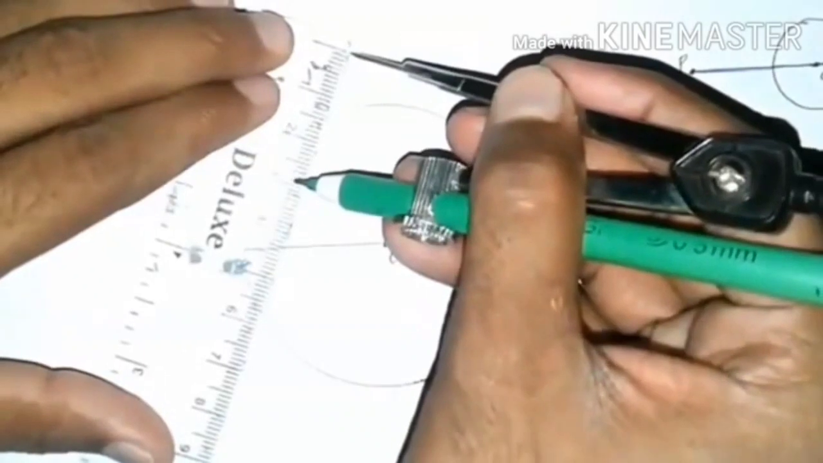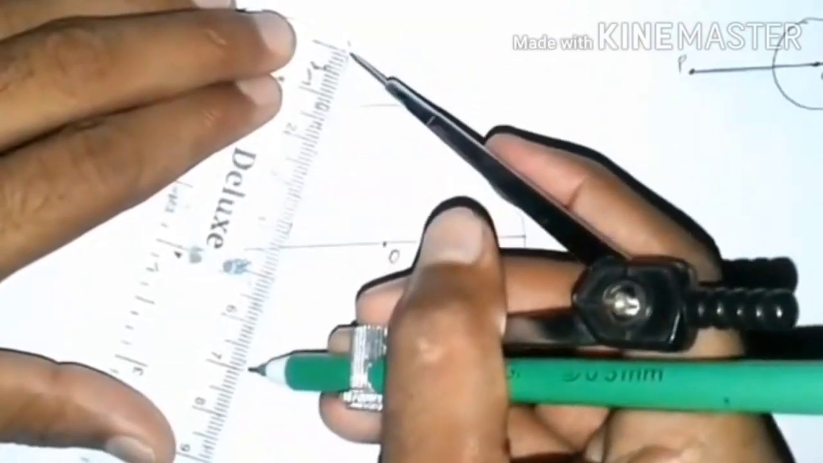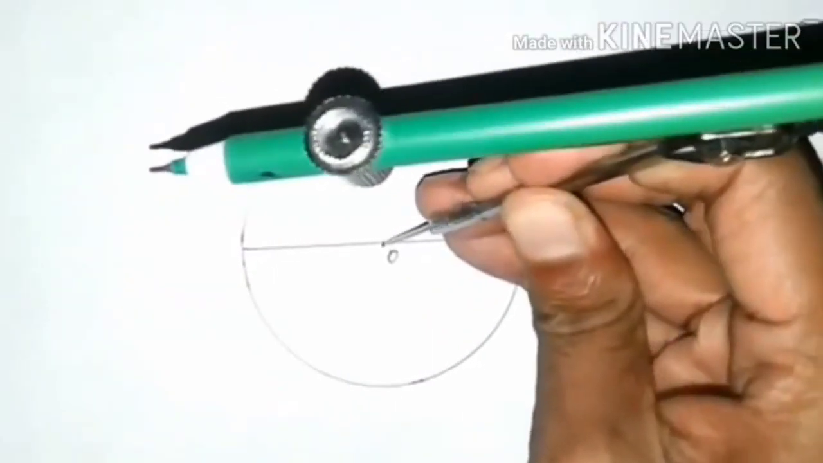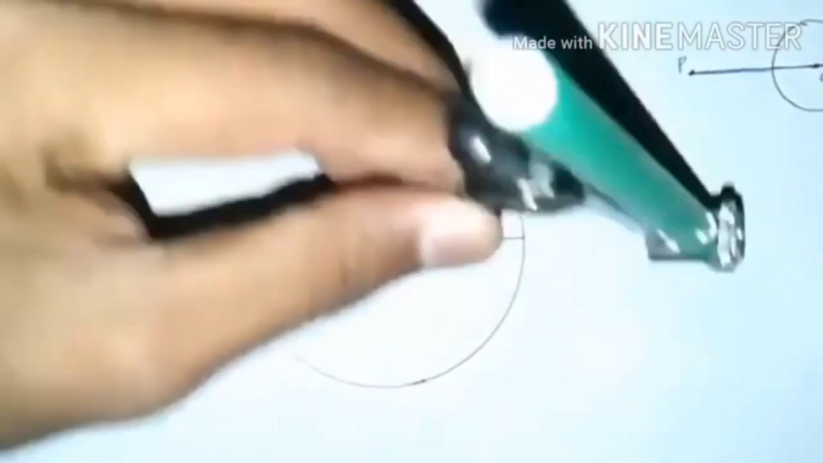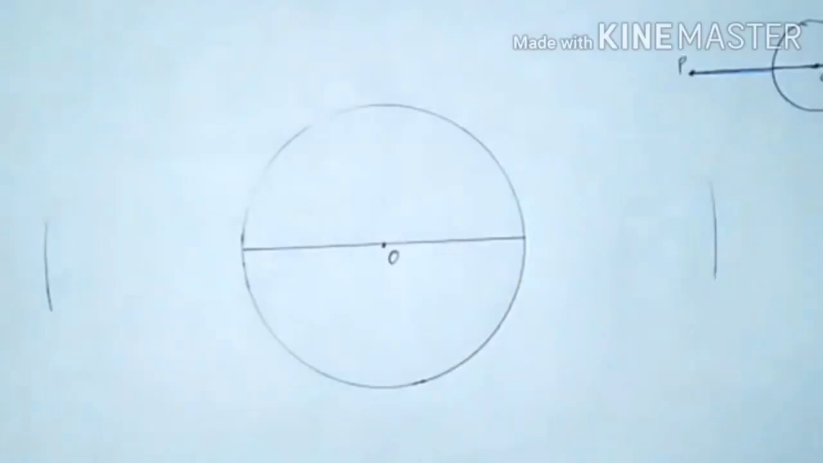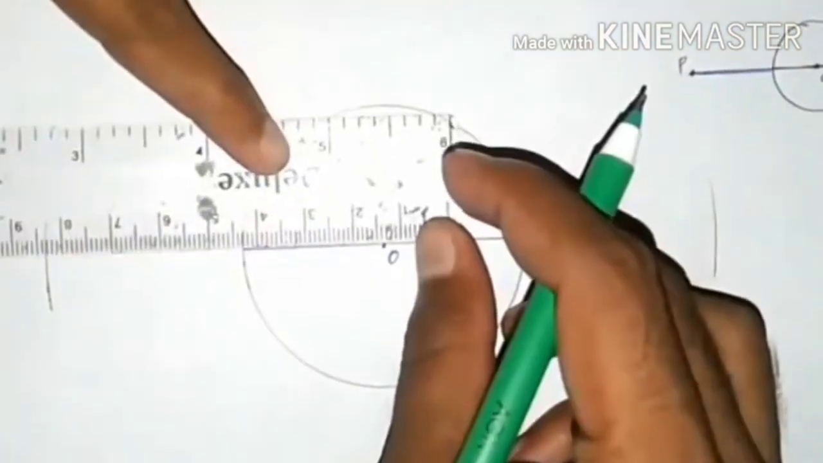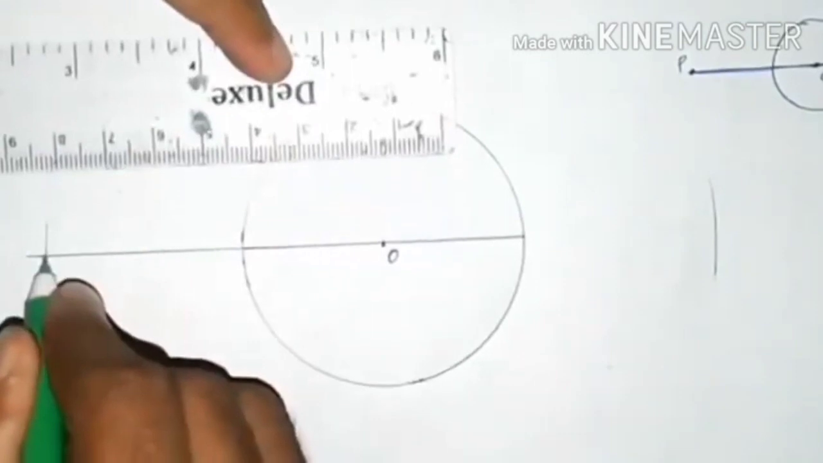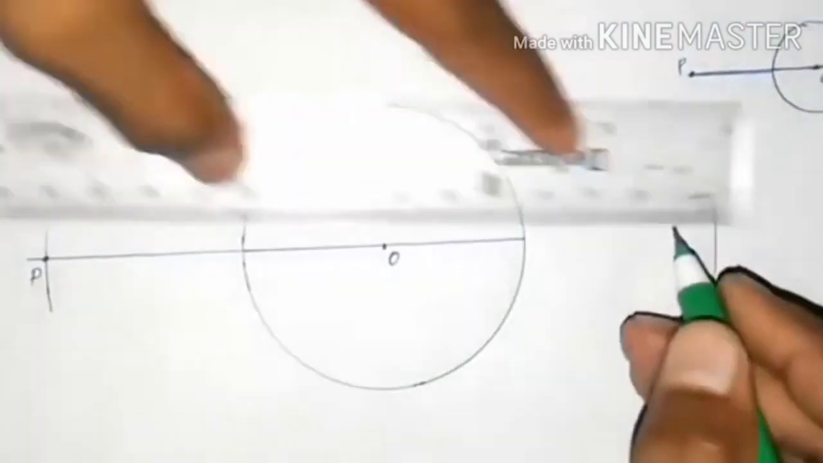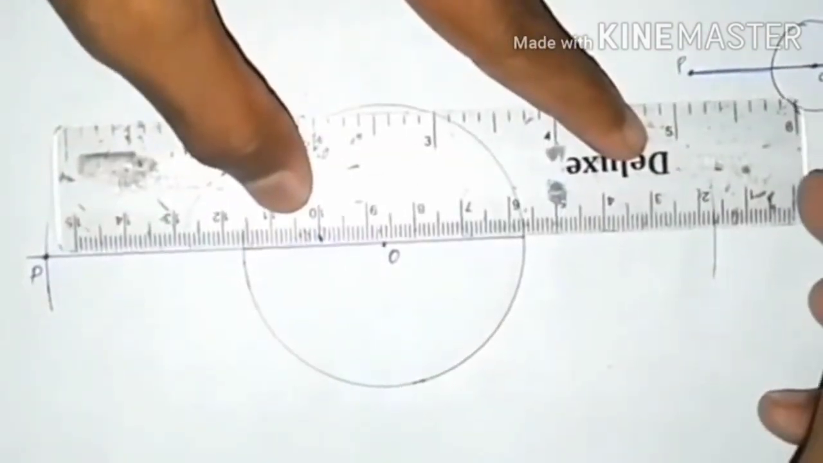So you have to take 7 centimeter in your compass. That will be easy for you. So with O as center, draw arcs on both the sides of that circle. We have taken 7 centimeter and then join from O to that particular arc. Label the points as P and Q.